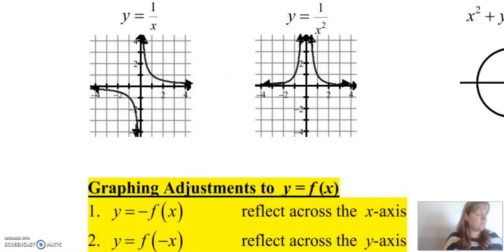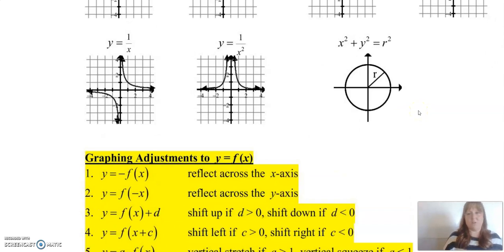Here's some more of our parent functions. 1/x is just like that. And then this one, 1/x squared, remember, basically it makes all of these values positive, so we're going to come up here. And then we've got our circle.